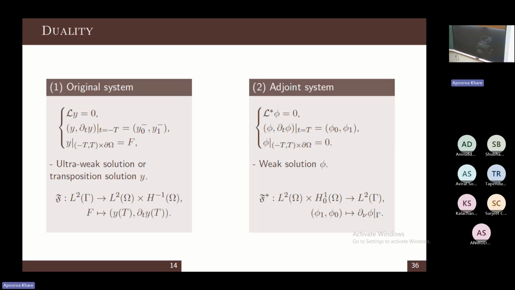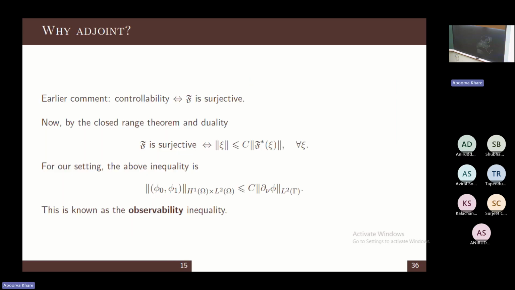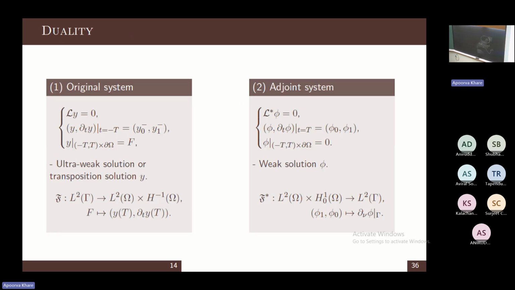Why are we talking about all this adjoint business? It's because of a result from functional analysis. Okay, I'll write this.